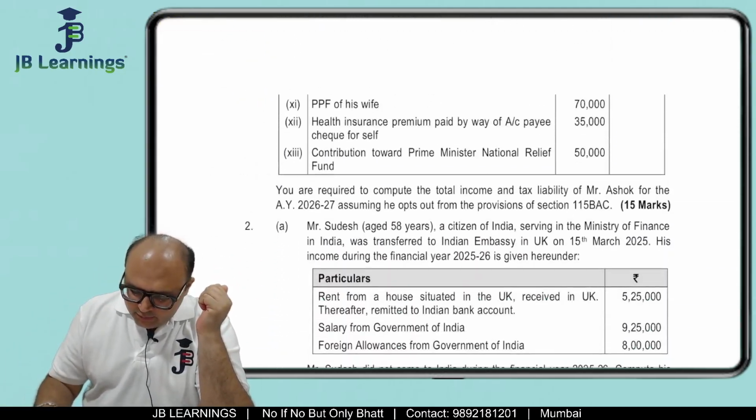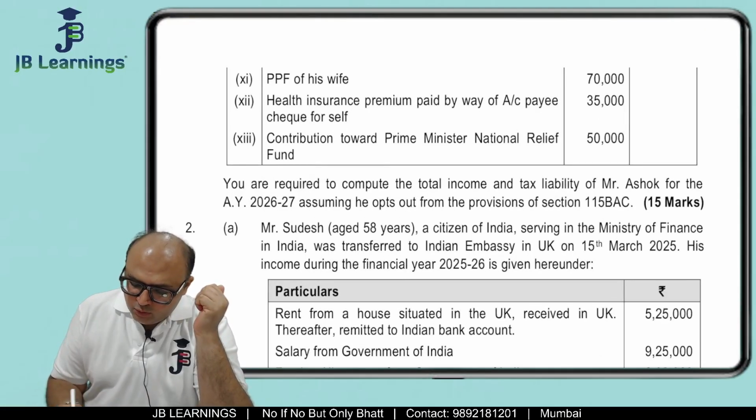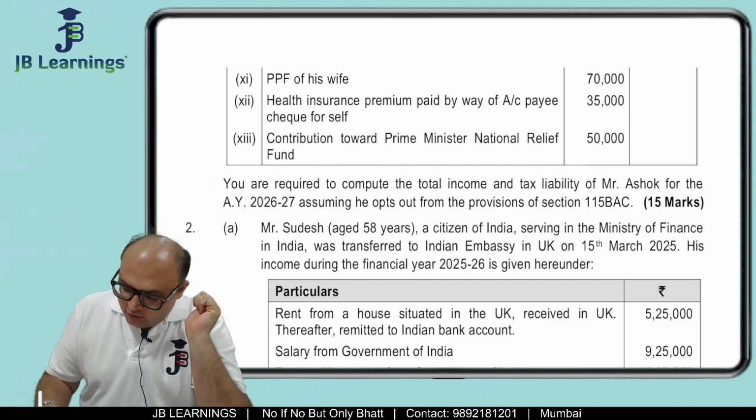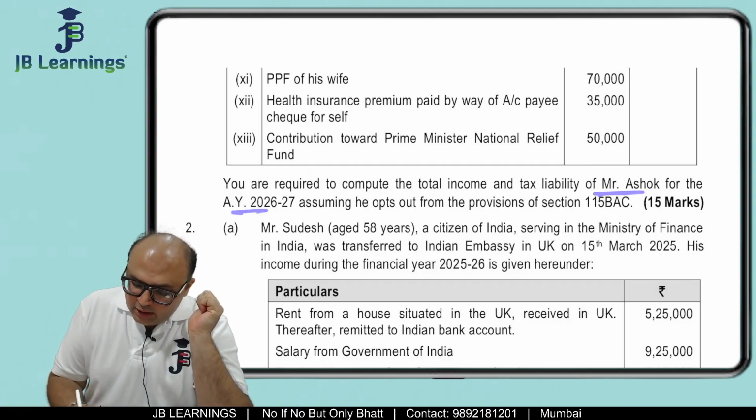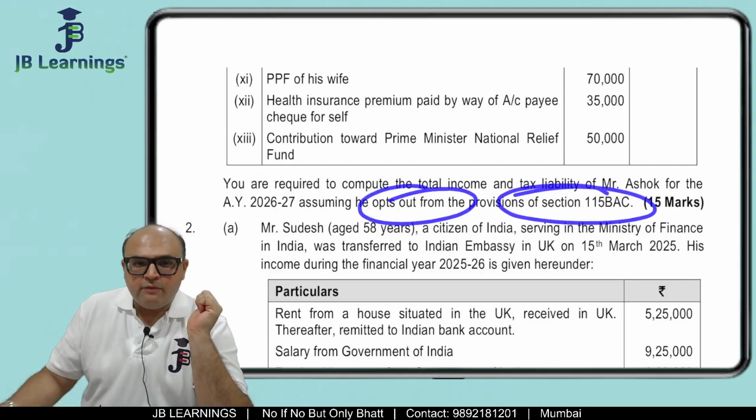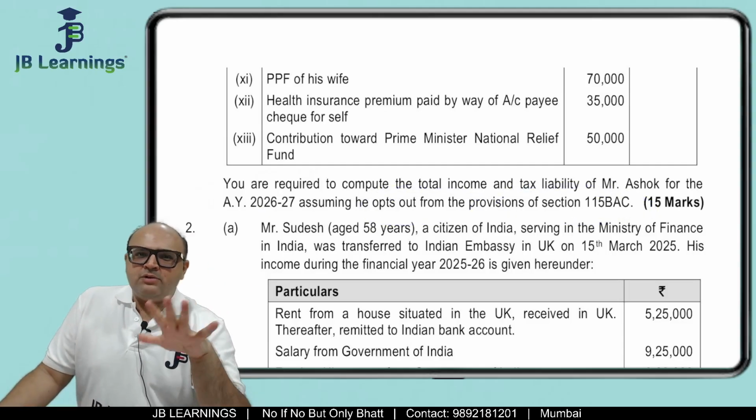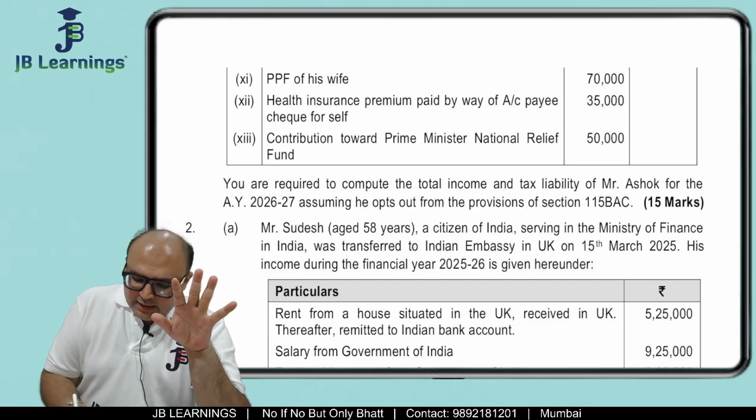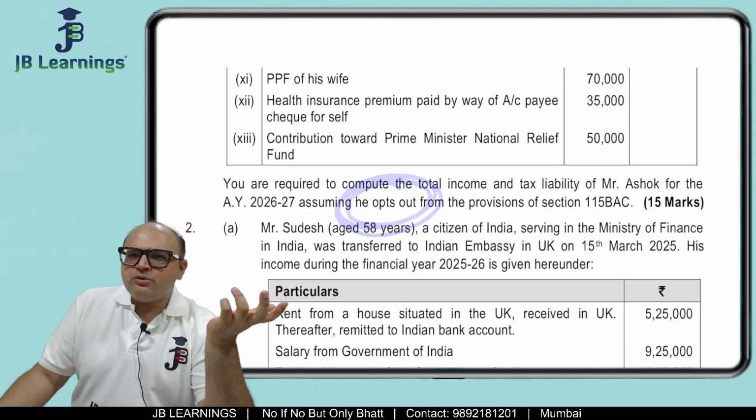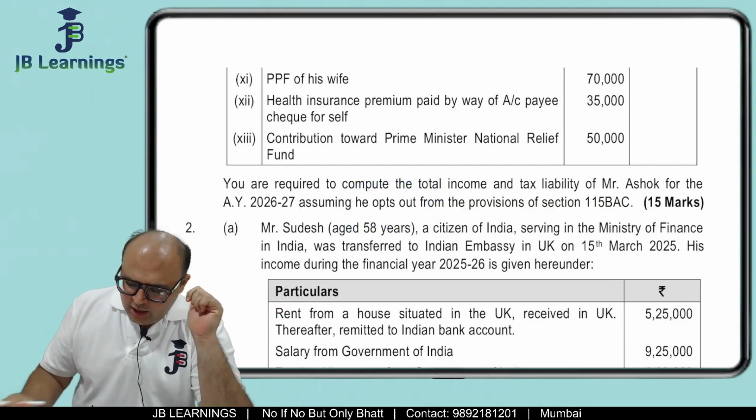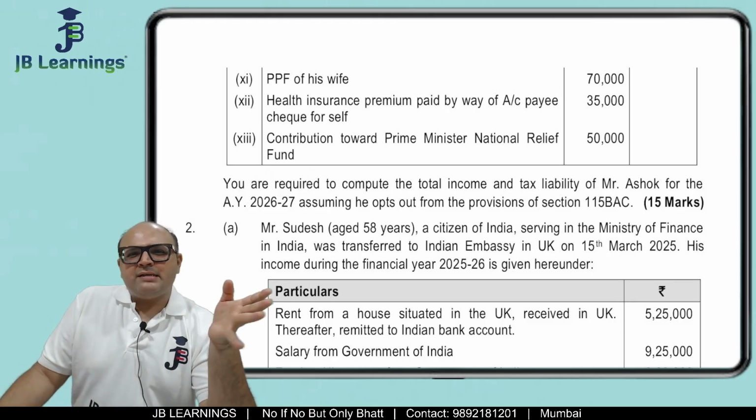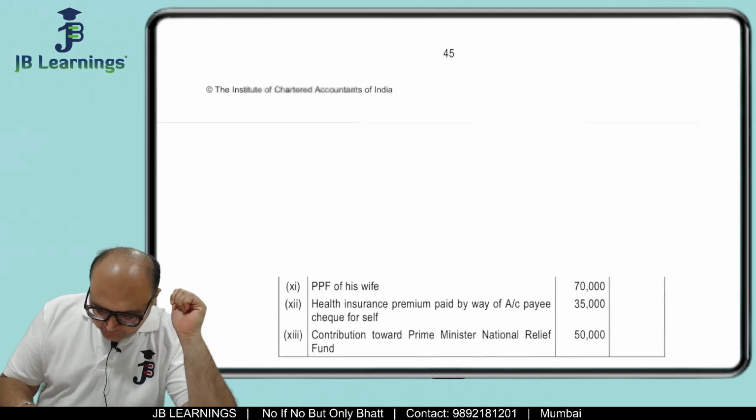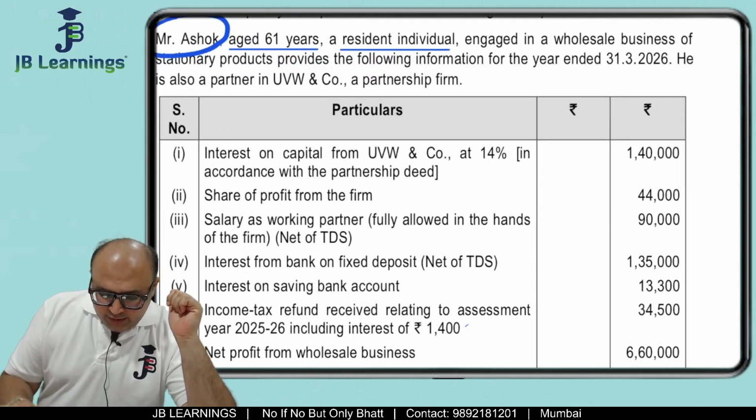Let us read the last paragraph, friends. You are required to compute the total income and the tax liability. So you are supposed to compute both of Mr. Ashok for the assessment year, assuming he opts out of the provisions of 115BAC. So there is one relief. You are supposed to solve the sum only once, as he has opted out. So you are supposed to solve as per the old regime. So chapter VI-A would be there, tax calculation, the slab rates would be there, etc. All right. So now friends, let us start.